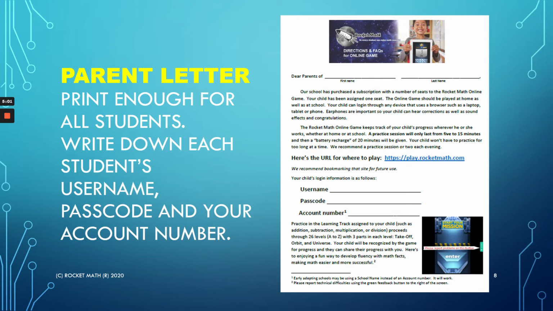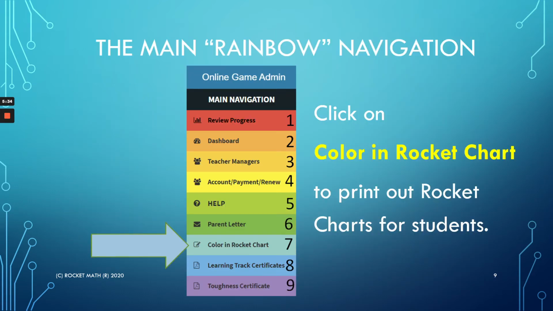You'll want to print out enough copies for all of your students. And then up at the top, on each one, you write in the student's name, then their username, passcode, and account number. And then they can take that letter home. It explains about the game, where they log in, how to do it, and it explains about the green feedback button. So very useful. Someday I'll have those automatically printed out for you with the information in it, but we haven't got to that yet.